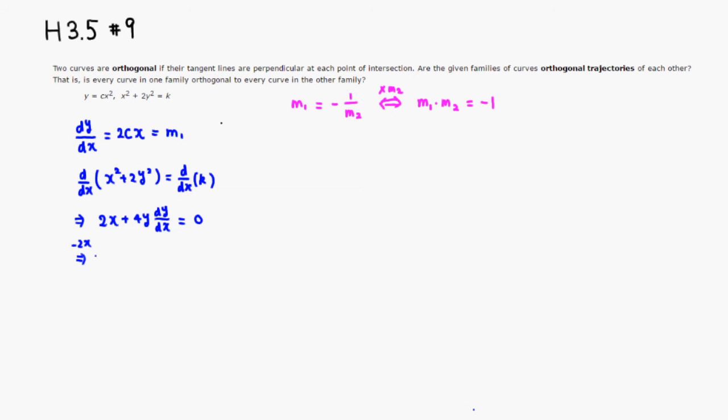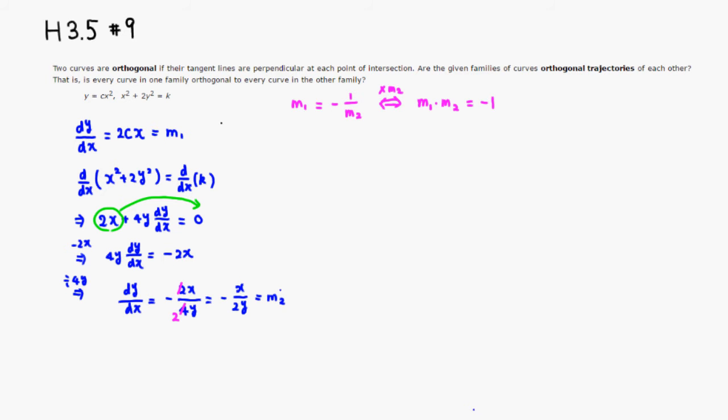Then we can solve this equation for dy over dx. By subtracting 2x, we move it to the other side, so we get 4y dy over dx is equal to negative 2x. Then we divide through by 4y to isolate dy over dx. This is negative 2x over 4y, which we can simplify: 2 and 4 cancel, leaving negative x over 2y. We call this m2, the slope of the second curve.